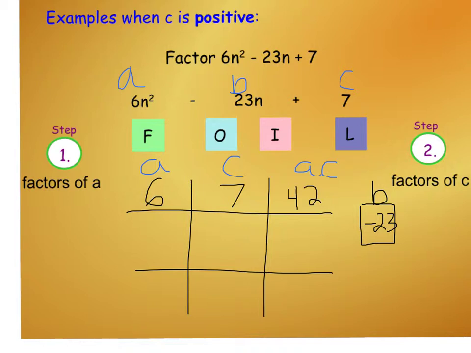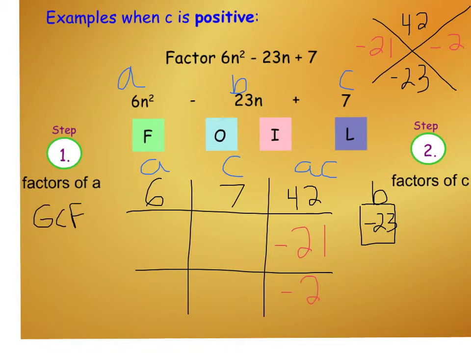You're going to say to yourself, what are the factors of 42 that add to negative 23? Maybe you remember doing this. So what are the factors of 42 that add to negative 23? Negative 21 multiplied to negative 2 will give us positive 42, and if we add them together, we get negative 23. So I'm going to take these two numbers, and I'm going to write them right here. It doesn't matter which one I write where. So I'm going negative 21, negative 2.